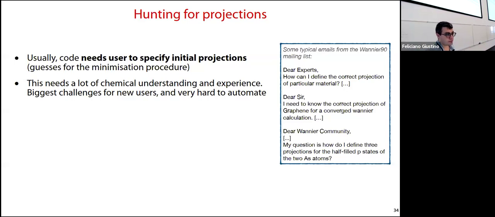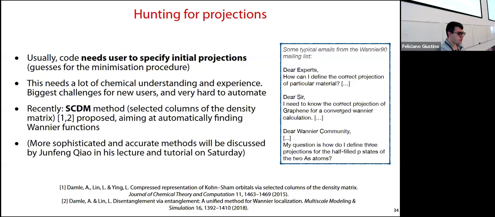And if you look at the forum, these are the kinds of emails we were used to receive. You see, how can I choose the projection for this material? I would like to do graphene. How can I get convergent functions? Should I use p states for arsenic, and so on? And so one of the first approaches that tried to solve this was the selected columns of the density matrix, which I will discuss shortly. And as I said, the method of Junfeng that we will discuss on Saturday is a more sophisticated way to essentially solve this problem of specifying initial projections.